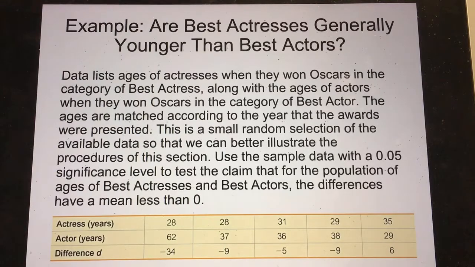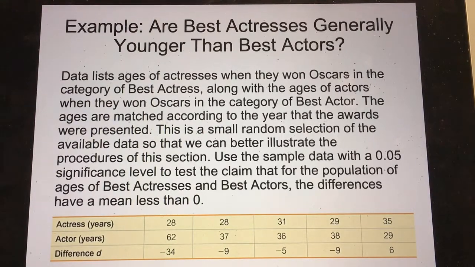So here we have data listing ages of actresses when they won Oscars in the category of Best Actress, along with the ages of actors when they won Oscars in the category of Best Actor. The ages were matched according to the year that the awards were presented. This is a small random selection of the available data so that we can better illustrate the procedures of this section. Use the sample data with a 0.05 significance level to test the claim that for the population of ages of best actresses and best actors, the differences have a mean less than 0.